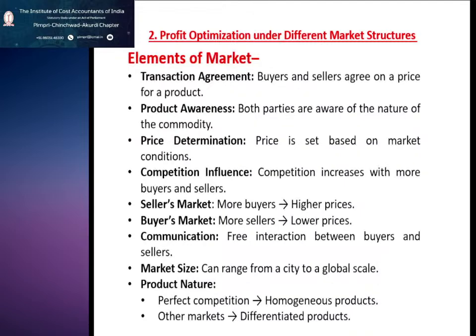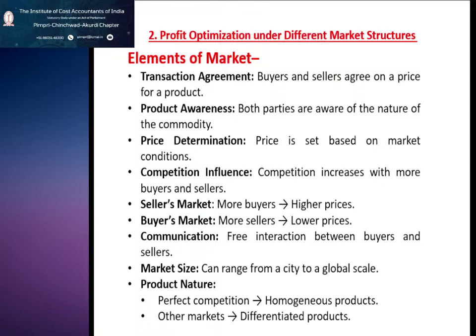So let's see the elements of market now. The elements of market include first and foremost transaction agreement. So the buyers and sellers agree on a price for a particular product. Then the second element is product awareness. Both parties are aware of the nature of the commodity. Both have understood the commodity equally and in the same manner. Price determination. Price is set based on market conditions. Competition influence. So that again is a key element of market.